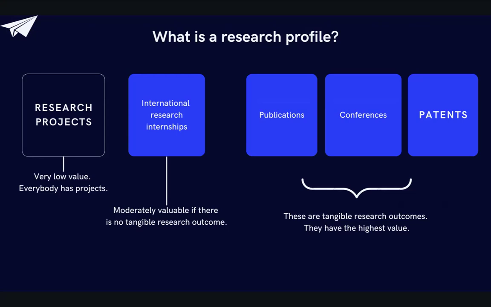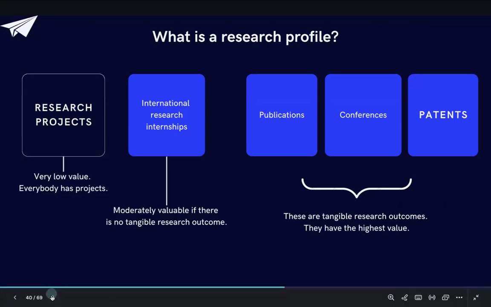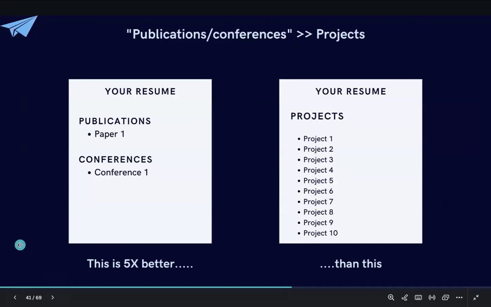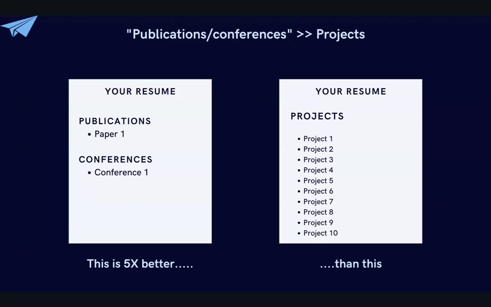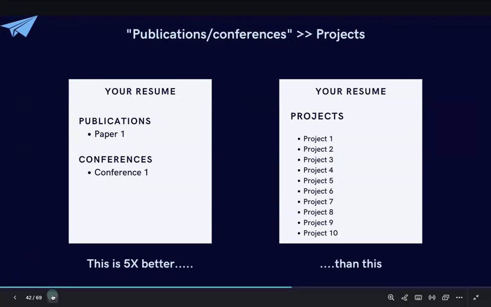If you have any kind of publication, conference or patent in your profile, it's immediately going to uplift the value of your profile by 5 to 10 times. I'm not exaggerating, that's actually the case. So the resume on the left looks much better than the resume on the right. Instead of having multiple projects in your resume, it's very beneficial to have a single or 2 publications and a single conference in your resume. That counts a lot. That is valued a lot.